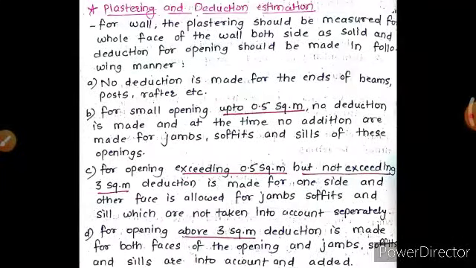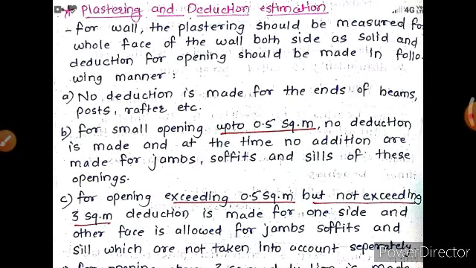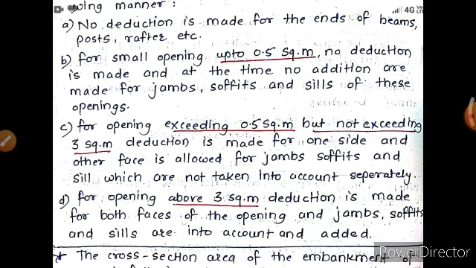Then next one is plastering and deduction estimation, one of the important topics. For walls, the plastering should be measured for the whole face of the wall, both sides as solid, and deduction for the openings should be made in the following manner. No deduction is made for the ends of beams, posts, and rafters etc. For small openings up to 0.5 square meter, no deduction is made, and at the same time no additions are made for jambs, soffits, and sills of these openings.